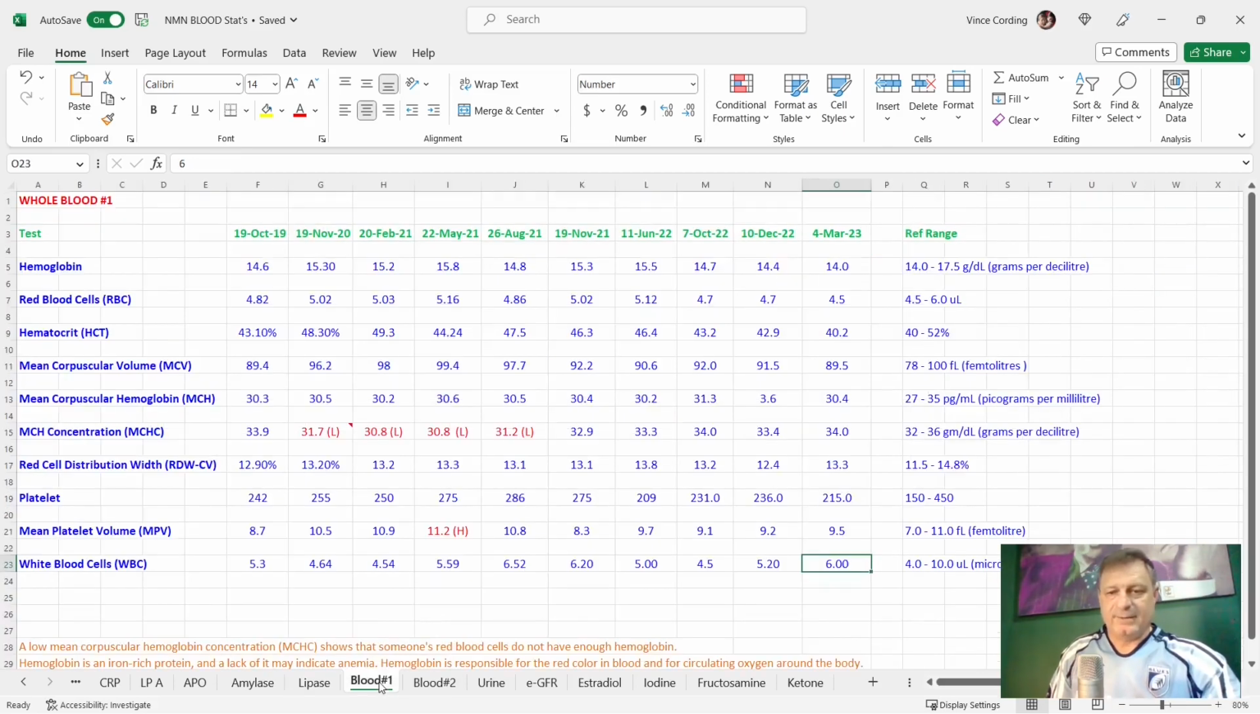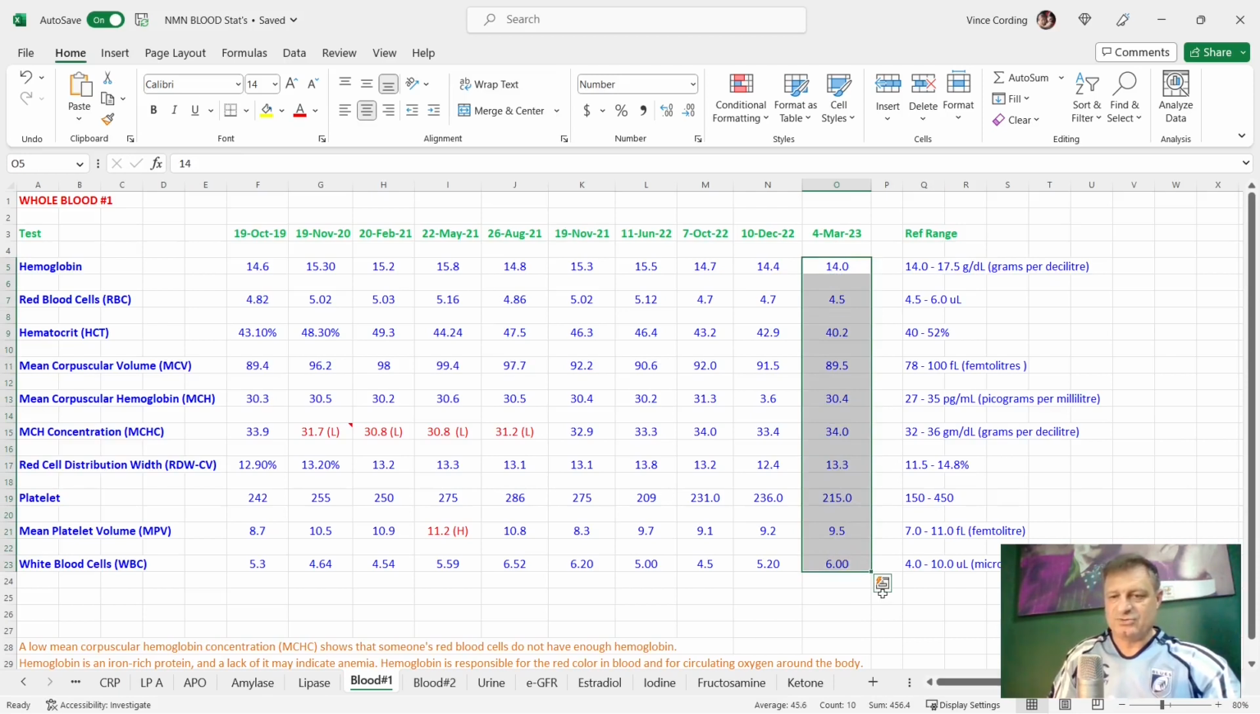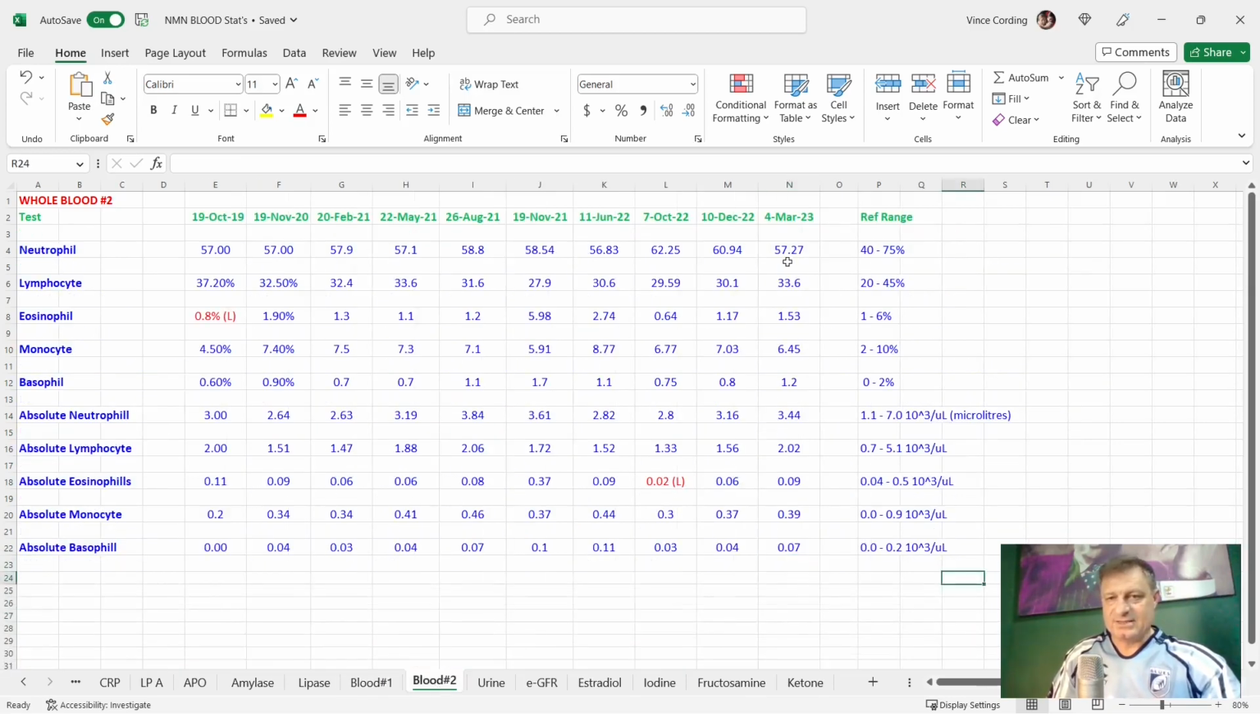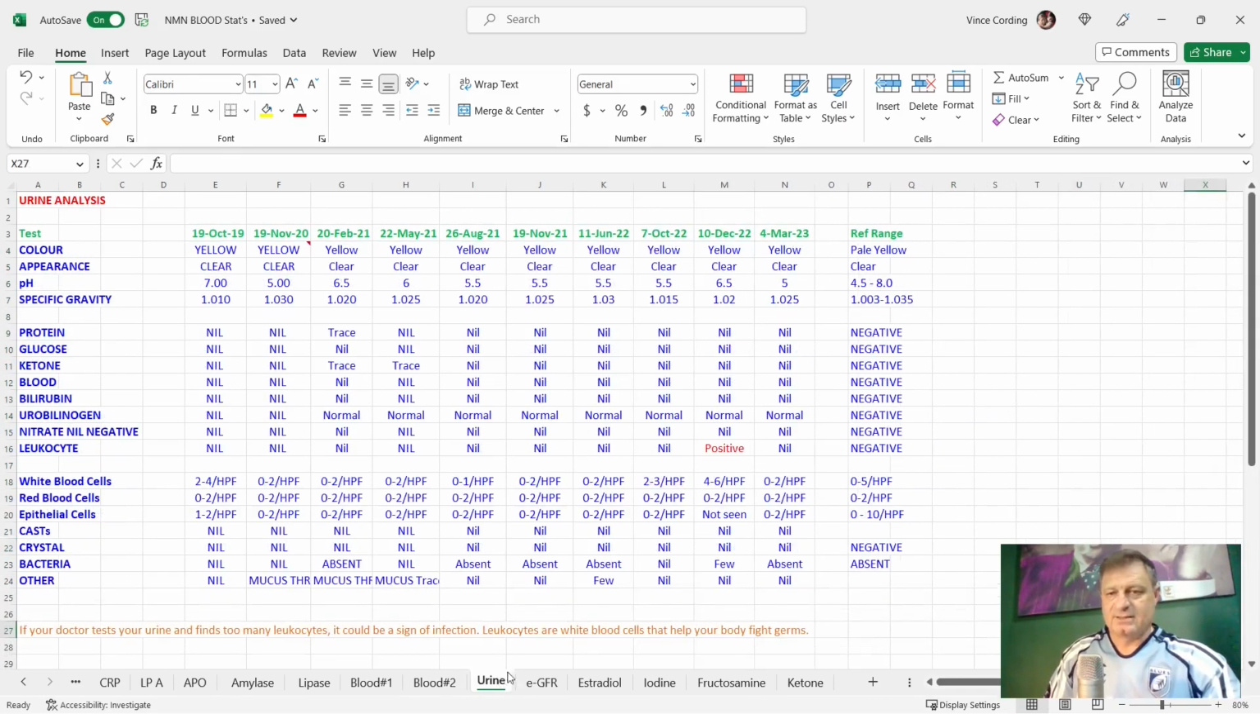My blood tests, you can see here, this column, everything is in the blue, so no issues or changes from the previous blood test. The second element of the blood test, you can see again, everything here is in the blue, so not really anything to worry about there. Urine analysis, everything again back into the blue.